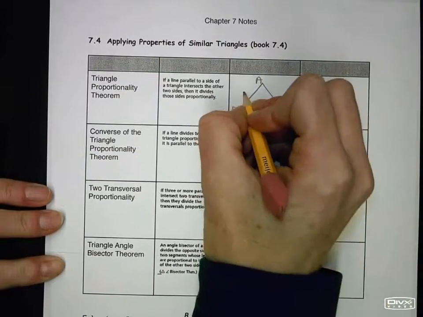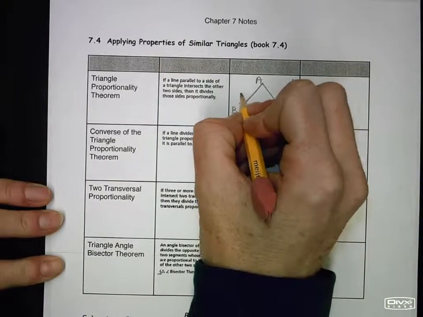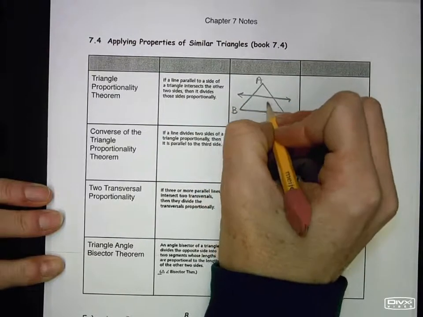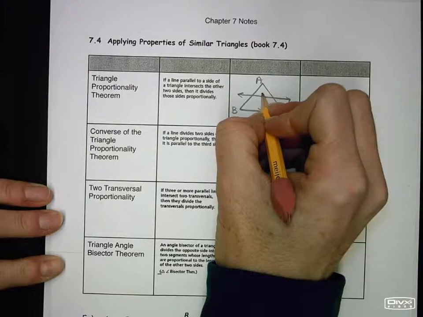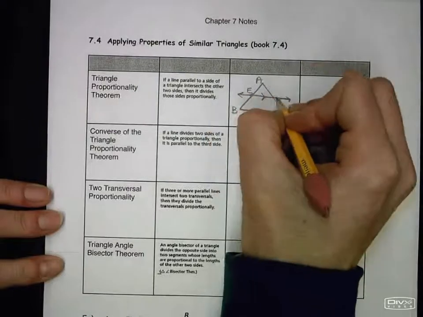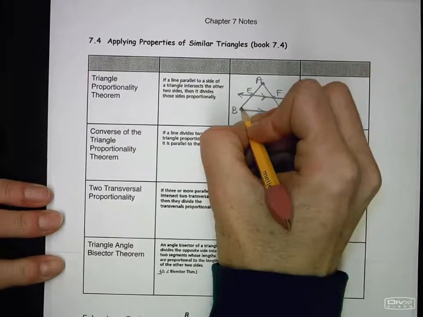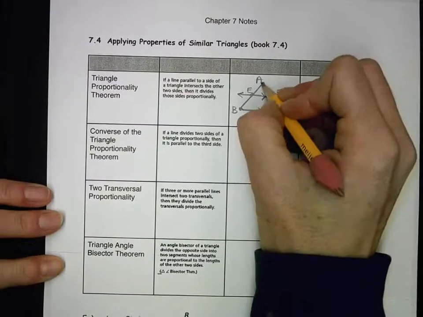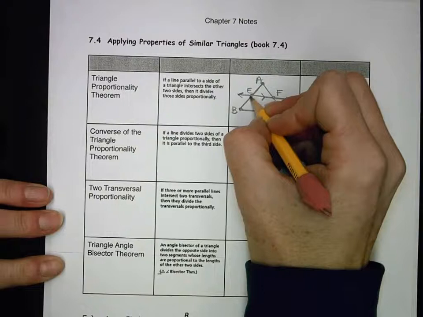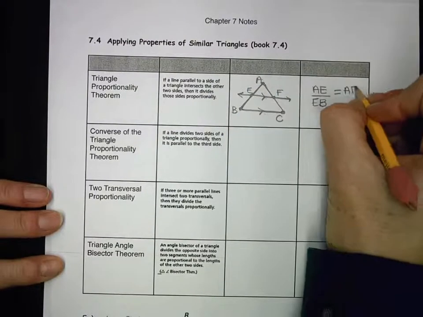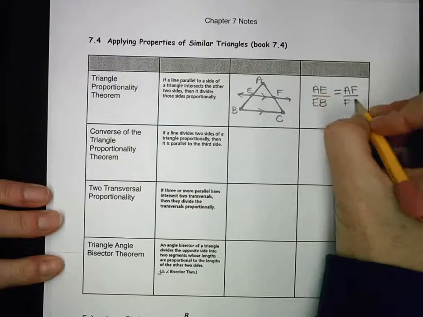If you have a line parallel to this side of a triangle, right here, so if you know these two are parallel, then we know that that line will divide the sides proportionally. So if we call this point E and this point F, then what we can say about this triangle is we can say that AE over EB will equal AF over FC.